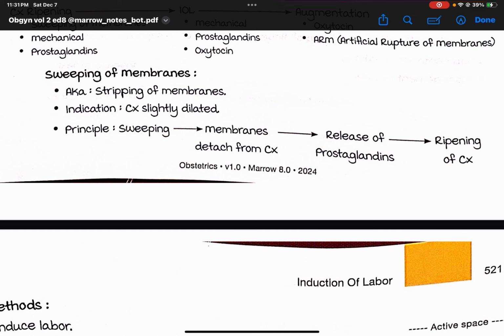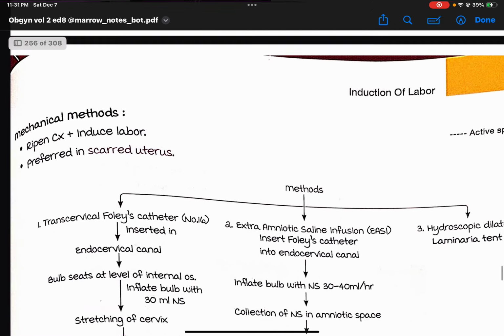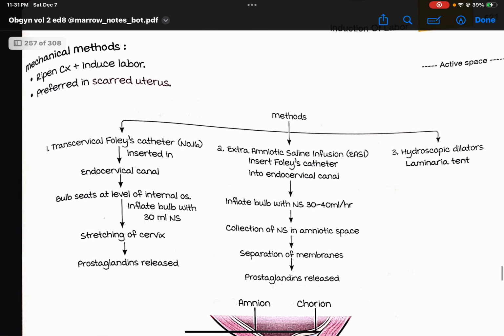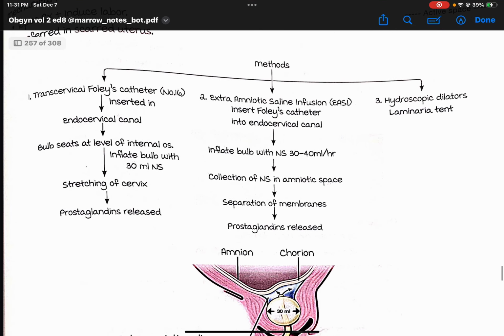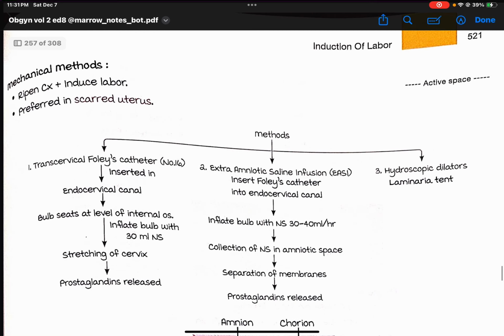Indication: cervix slightly dilated. Principle: sweeping detaches membranes from cervix, leading to release of prostaglandin and ripening of cervix. Mechanical methods ripen cervix plus induce labor, and are preferred in scarred uterus. Methods: the first one, normally done in the labor room, is transcervical Foley's catheter, number 16, inserted.